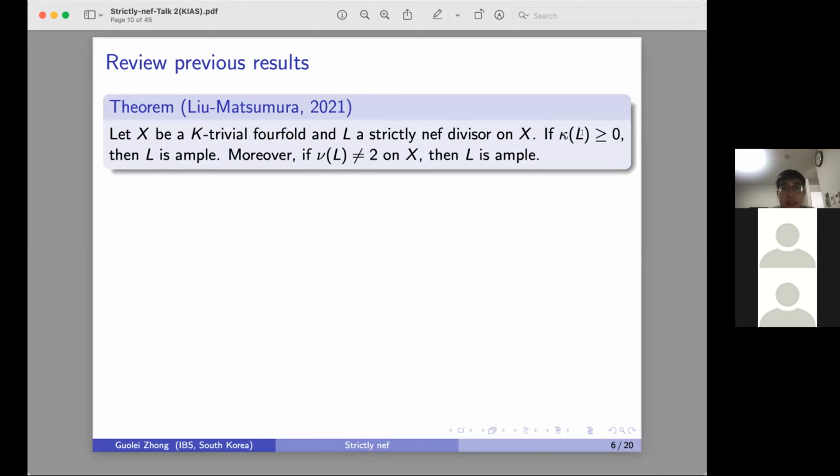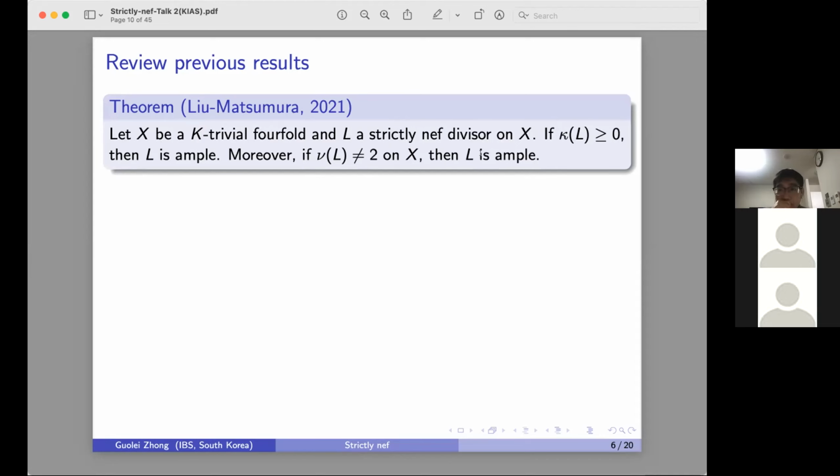So consider X a K-trivial fourfold and L a strict nef divisor. They show that if such L has a section, in other words, the Kodaira dimension kappa(L) is non-negative, then L is ample. But in general, if we drop the K-trivial condition, then this is still unknown. Moreover, if the numerical dimension is not equal to 2, then they can show that such L is ample.